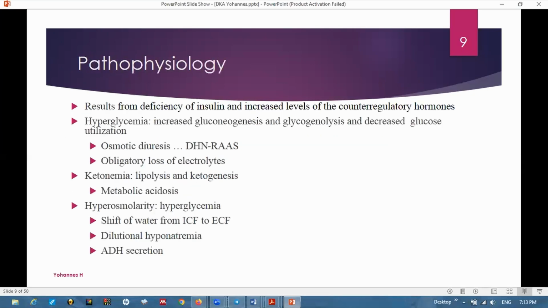So when you see the pathophysiology here, the pathophysiology is important. You should know the pathophysiology in order to manage DKA. So it results from deficiency of insulin and increase in the level of counter-regulatory hormones. In case of hyperglycemia, the hyperglycemia can be due to gluconeogenesis or glycogenolysis, which occur in the liver, and decreased glucose utilization by the body. Here is a graph.